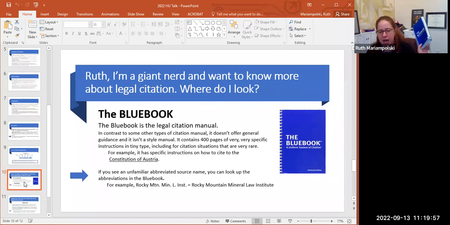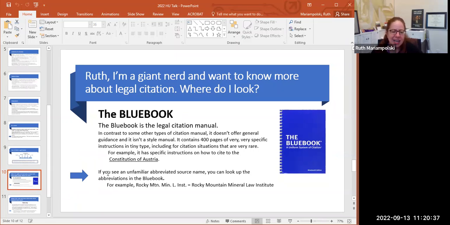It is literally 400 pages of incredibly specific instructions, and it's in microscopic type. It covers citation situations that are extremely rare. In one example, it has very specific instructions on how to cite to the Constitution of Austria. I think you can imagine how often people need to cite to the Constitution of Austria, which is not very often. Yet the Blue Book contains all these instructions. But one thing the Blue Book is actually good for, for the casual reader, is that it explains what all the abbreviations can be in lengthy citations.